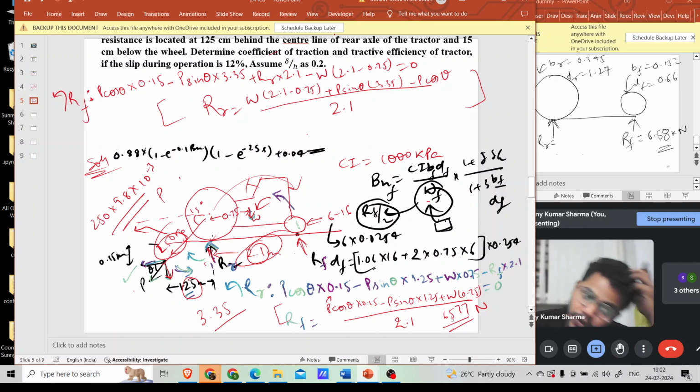Yes, you can also do it by this subtraction. Total weight coming is, I think, 19 kilonewtons. Now we got the value of RF equal to 6.5 kilonewton. If we substitute this value of RF in the equation, we will also get the value of RR. In which equation do we substitute this value of RF?